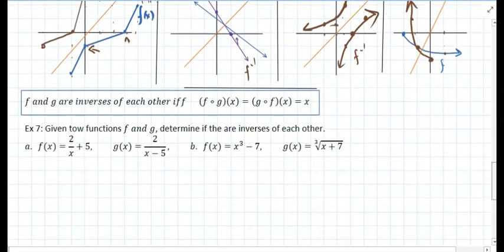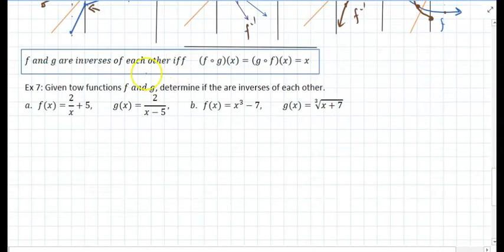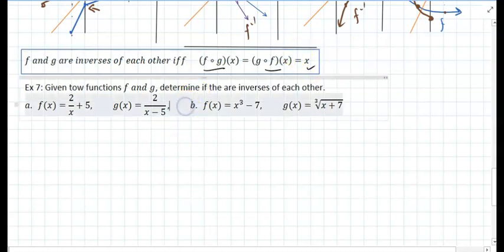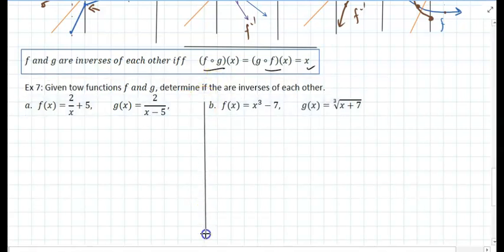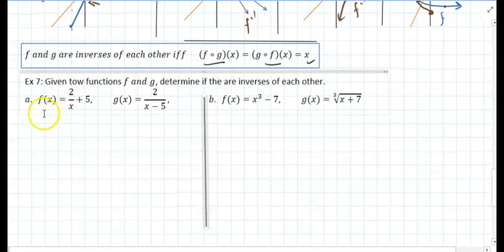And the last aspect of this lesson says if f and g are inverses of each other, if you take the composition, you will get x. Basically, they undo each other. That's very important. There are two ways you could verify. You could find the inverse yourself and say, look, this is the inverse. Meaning, take this, switch x with y, and find the inverse.